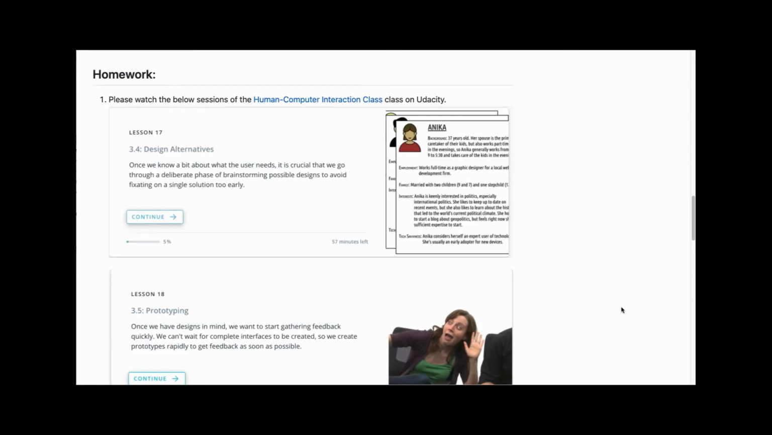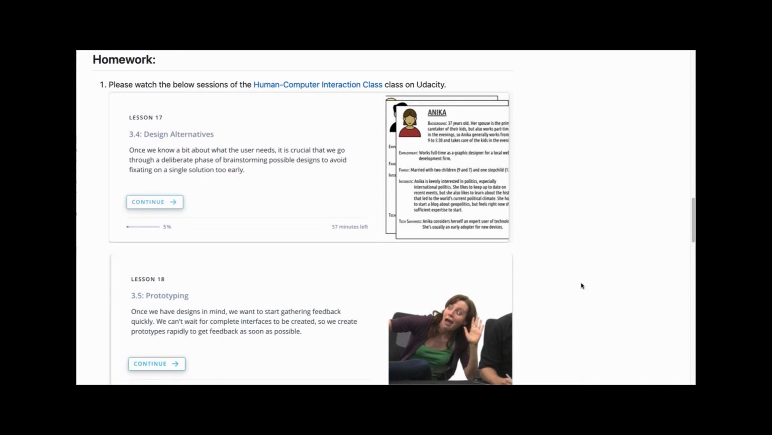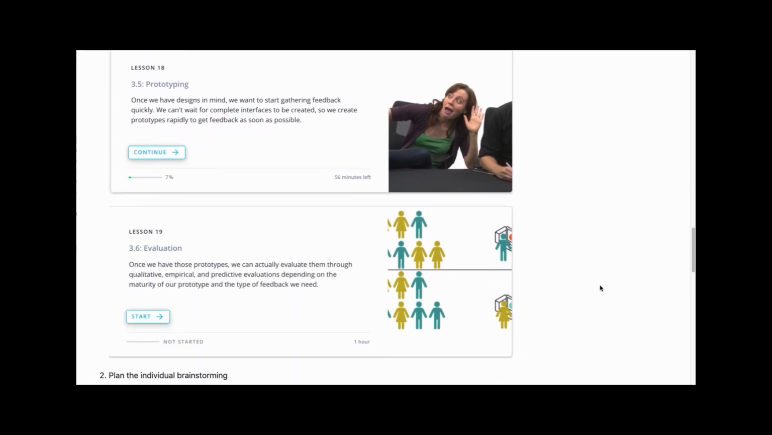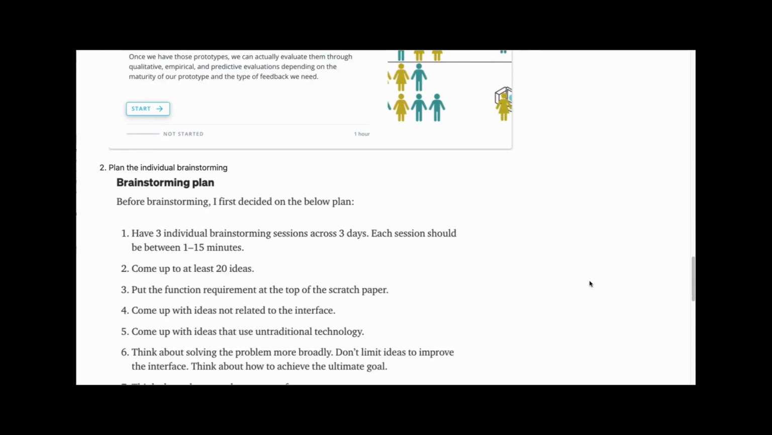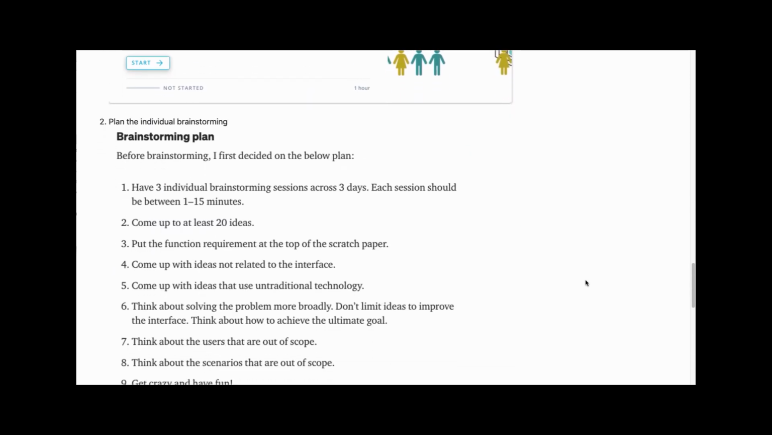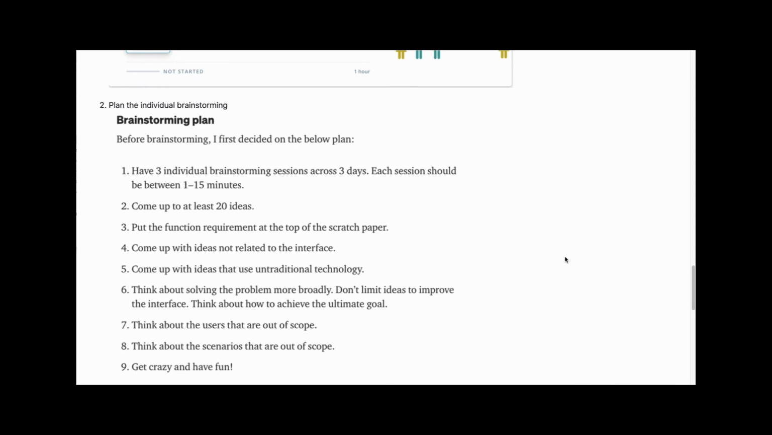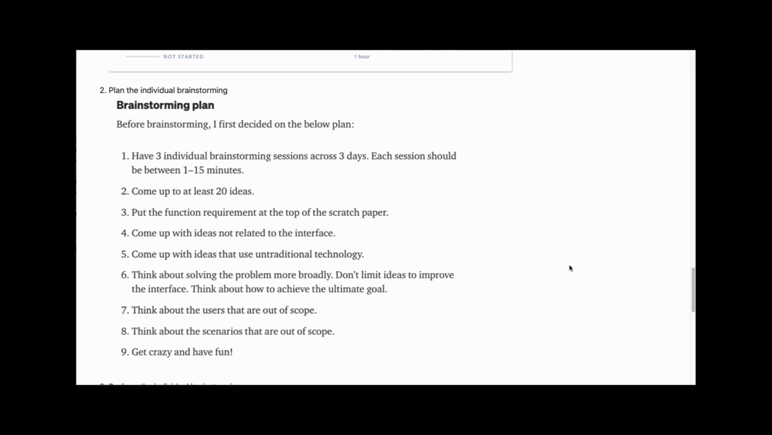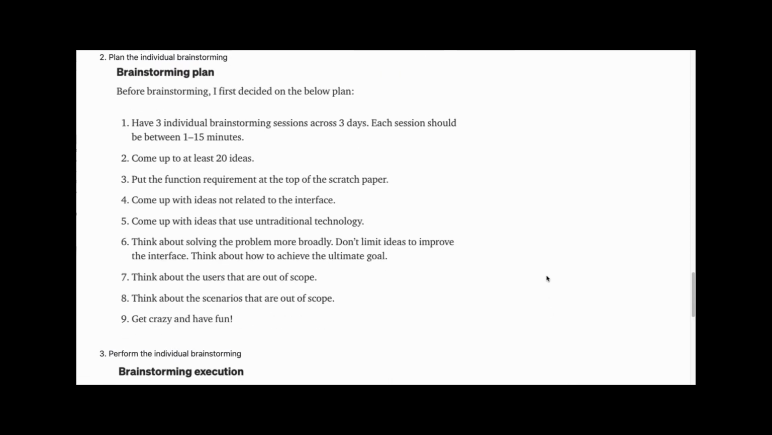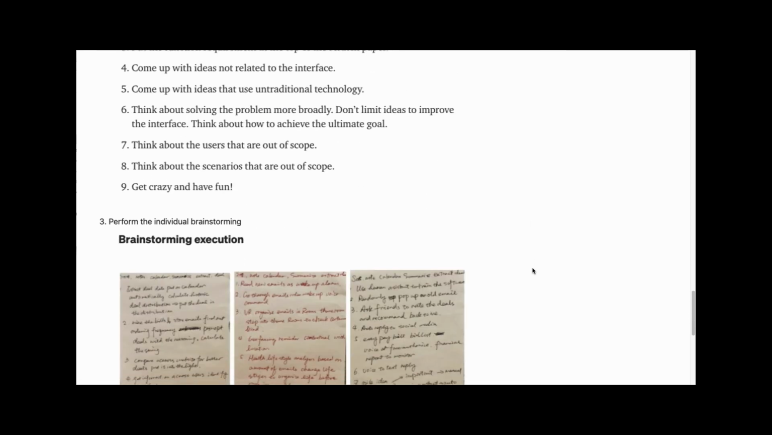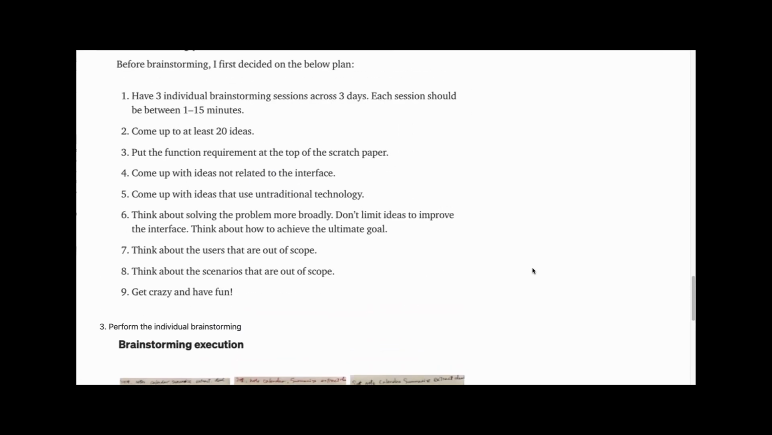Let's talk about the homework for today. First, please watch the below sessions of the Human-Computer Interaction class on Udacity: design alternatives, prototyping, and evaluation. Second, plan individual brainstorming. I have an example here, and you can also find this example in my previous reports. The link is at the very top of this page.